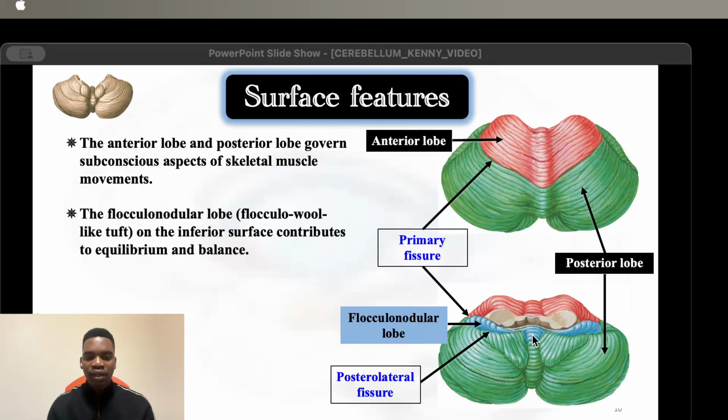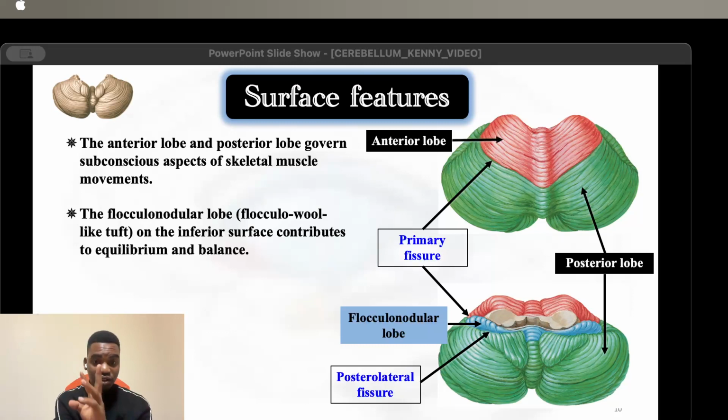We have seen anterior lobe and posterior lobe, and now the third lobe of the cerebellum is known as the flocculonodular lobe. So the flocculonodular lobe is separated from the posterior lobe of the cerebellum by the so-called posterolateral fissure. The posterolateral fissure will separate the flocculonodular lobe from the posterior lobe of the cerebellum.